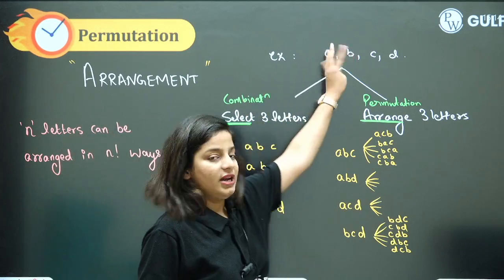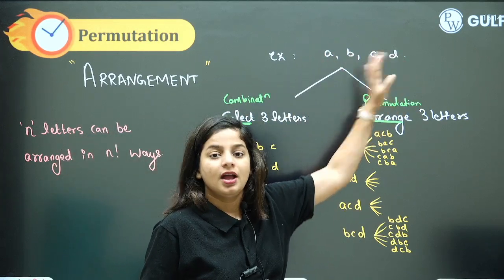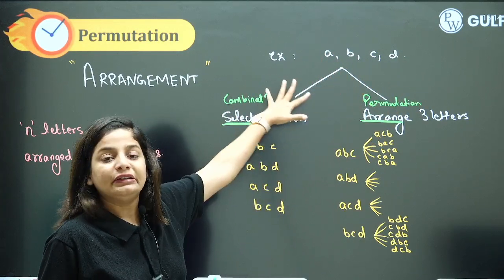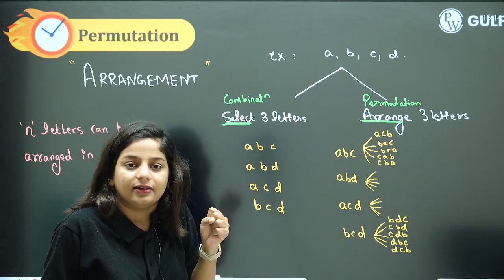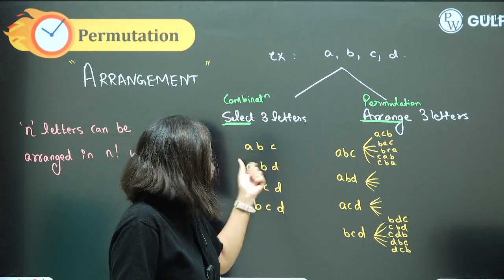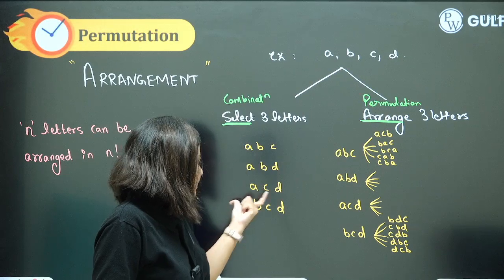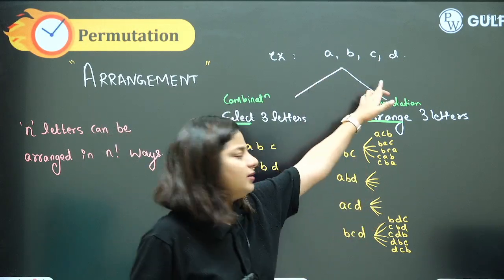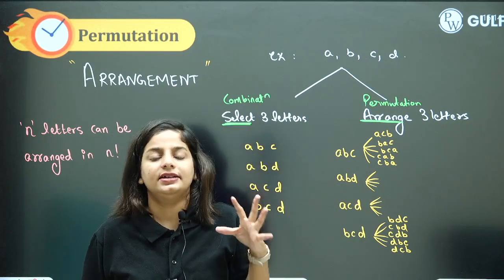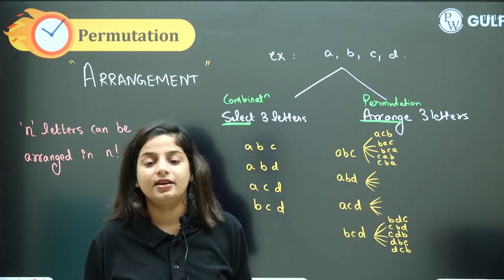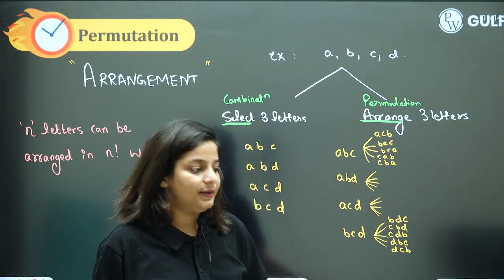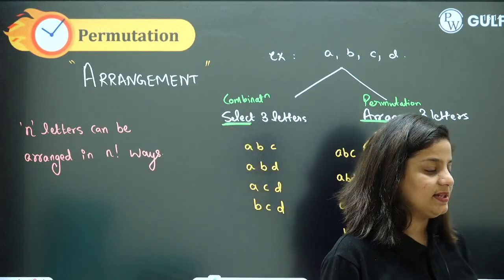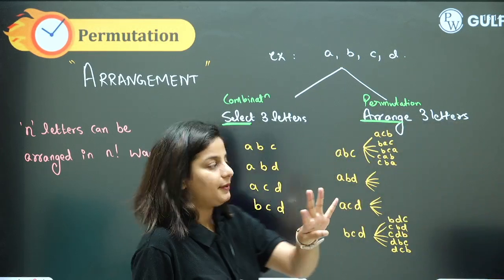I have 4 letters A, B, C, D. If the question is select 3 letters out of it, select ABC, ABD, ACD, BCD. Only 4 ways are there. You think, just select 3 letters at a time. How many ways can you do that? Everyone can pause and think. There are only 4 ways, right?